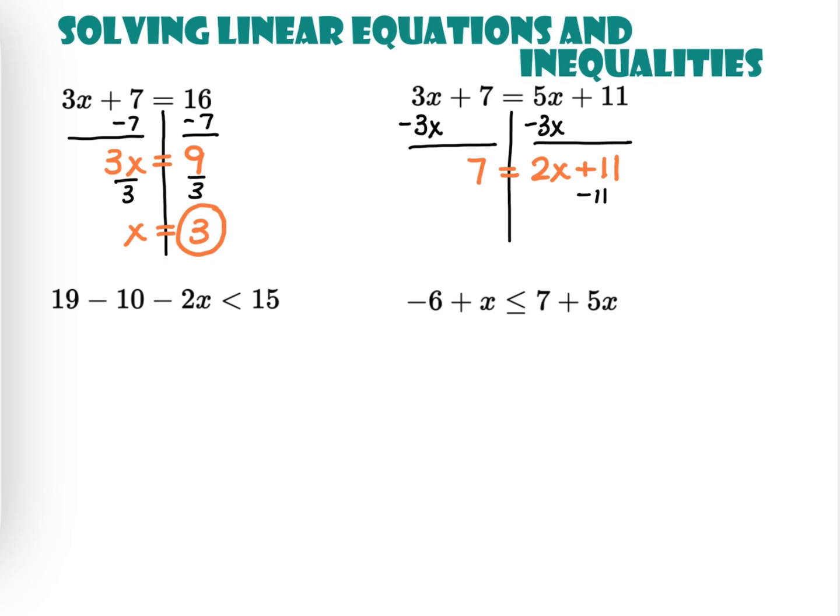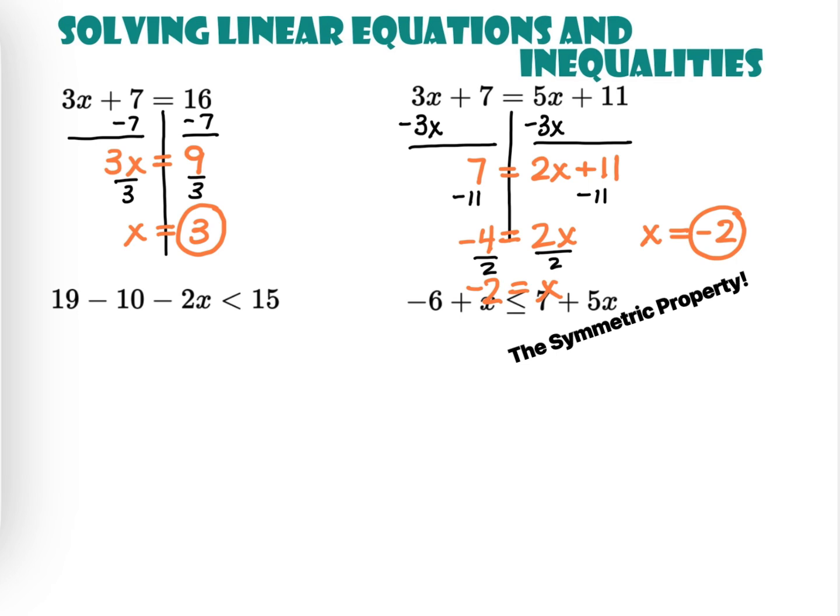Then I'll be subtracting 11. And dividing the 2. And I wind up with x equals negative 2. You'll notice I did a little flipperoo there at the bottom. Technically, if I had more room, it should have been negative 2 equals x. Well, when it's an equation, you can flip those sides, and that's no problem.